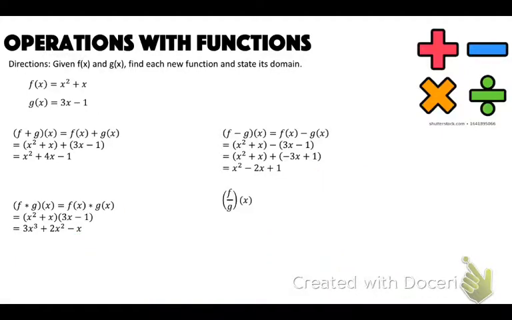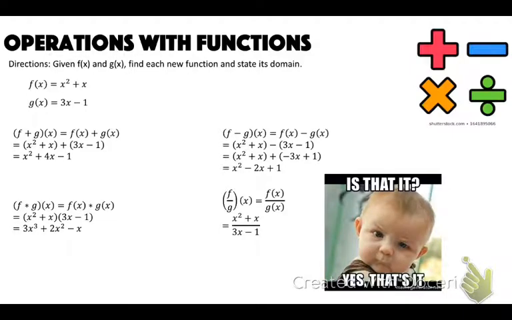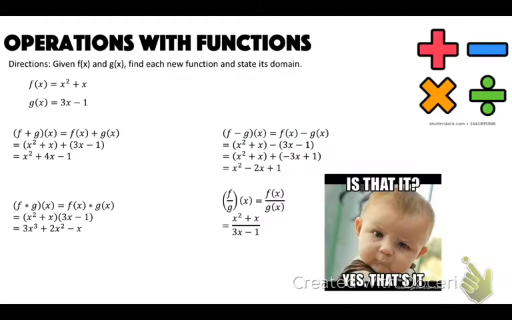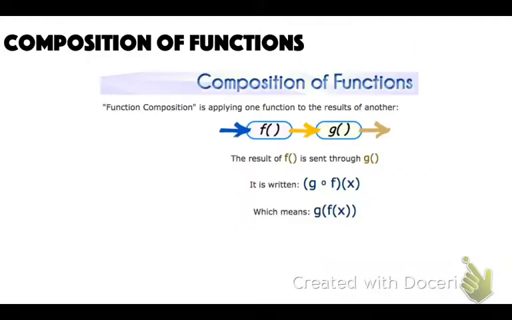And then the last one, divide them. So if we have f of x divided by g of x, that's going to be x cubed plus x divided by 3x minus 1. And for our purposes, we are just going to leave it right there. Okay? Pretty straightforward, hopefully. Let's get into function composition.